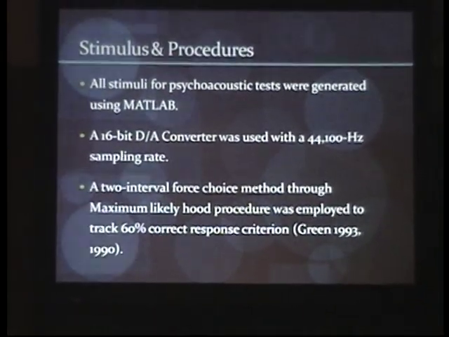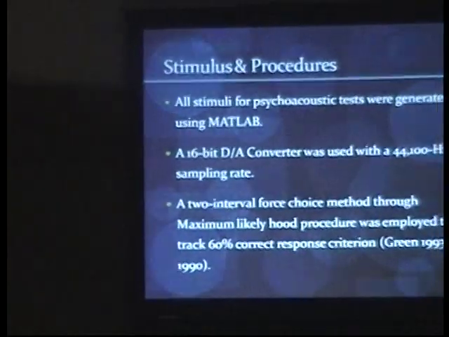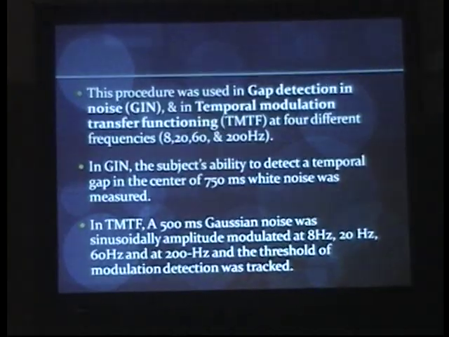Coming on to the stimulus and procedures, all stimuli for psychoacoustic tests were generated using MATLAB software. A 16-bit digital to analog converter was used with a 44,100 Hz sampling rate. A two-interval forced choice method, that is the maximum likelihood procedure, was employed to track the 60% correct response criterion. This was given by Green in 1993 and 1990.